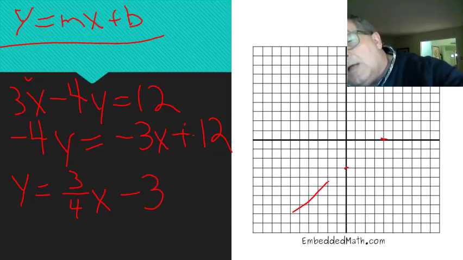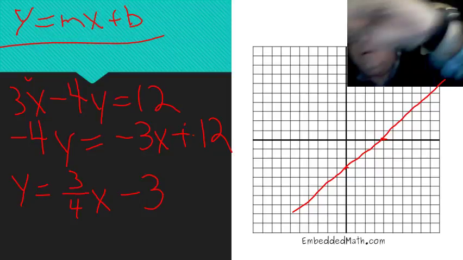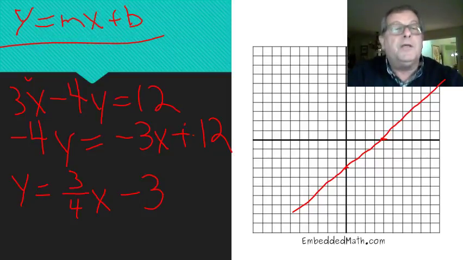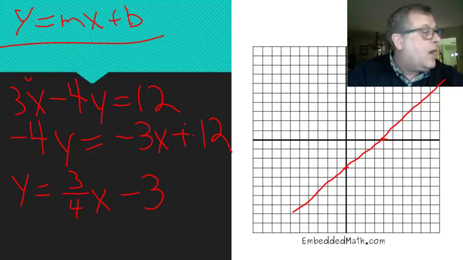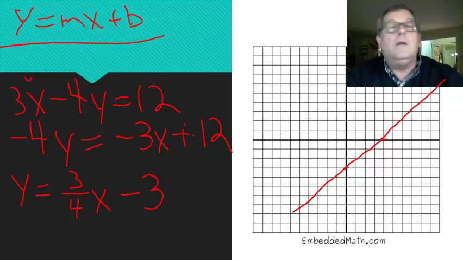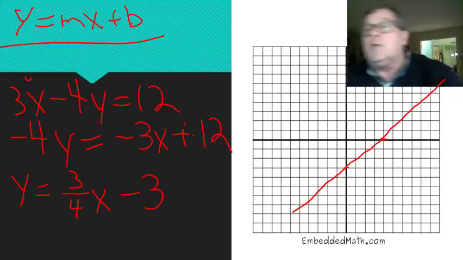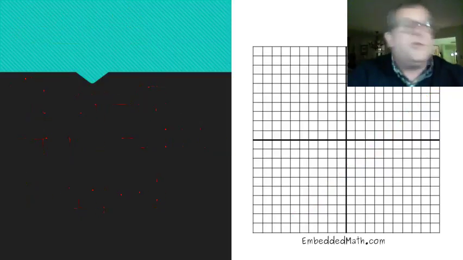Connect the two points, and I have graphed the equation. I've taken 3x minus 4y equals 12. I've converted it into slope-intercept form, which is y equals 3/4 x minus 3. We plotted the y-intercept. We figured the slope with rise over run. And shazam, we have graphed it. Let's look at one last one before we turn you loose.